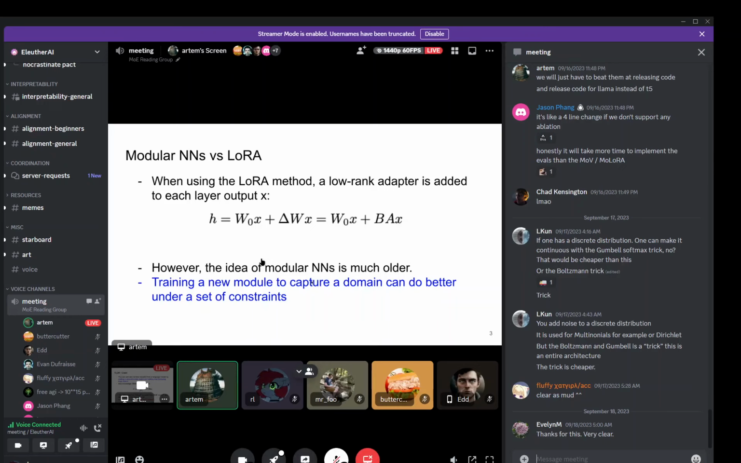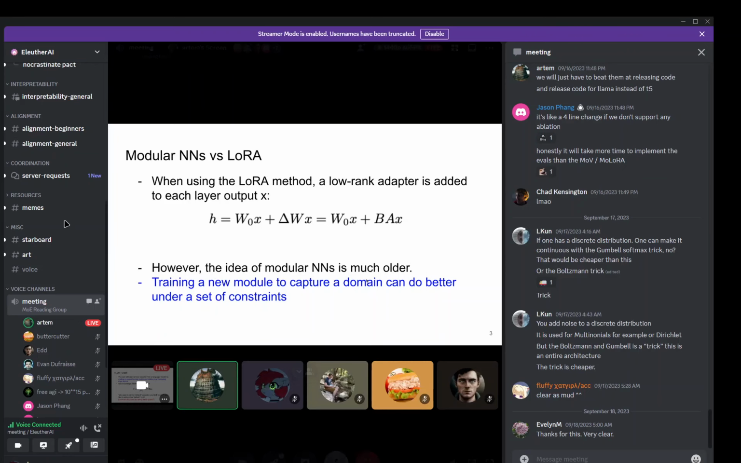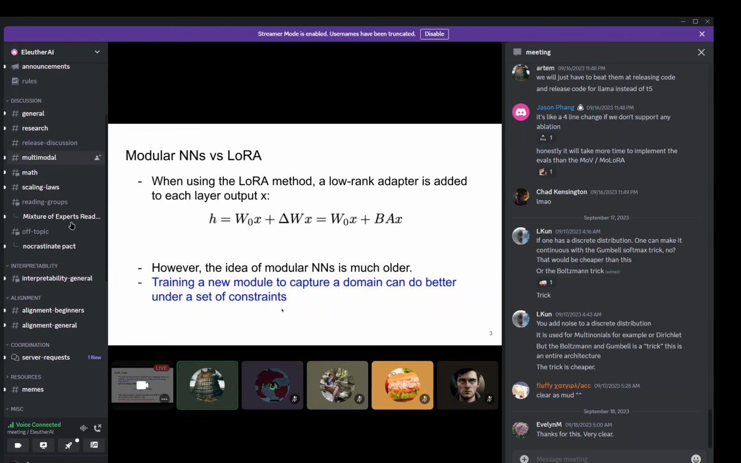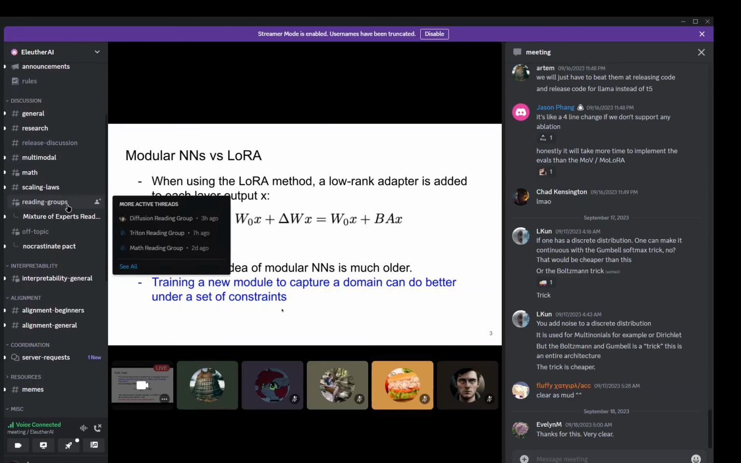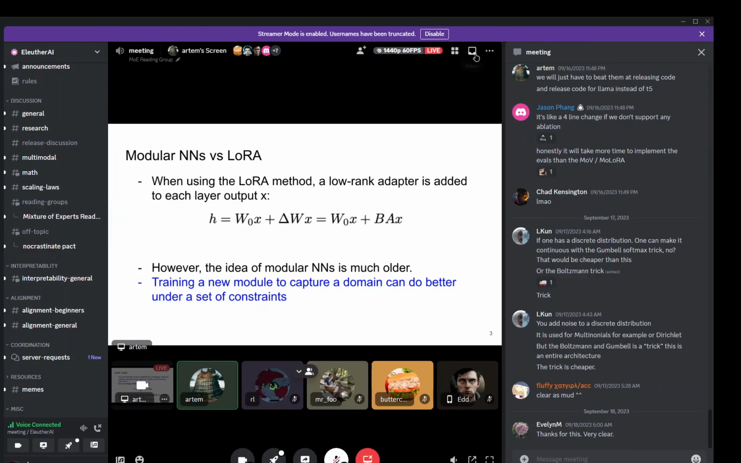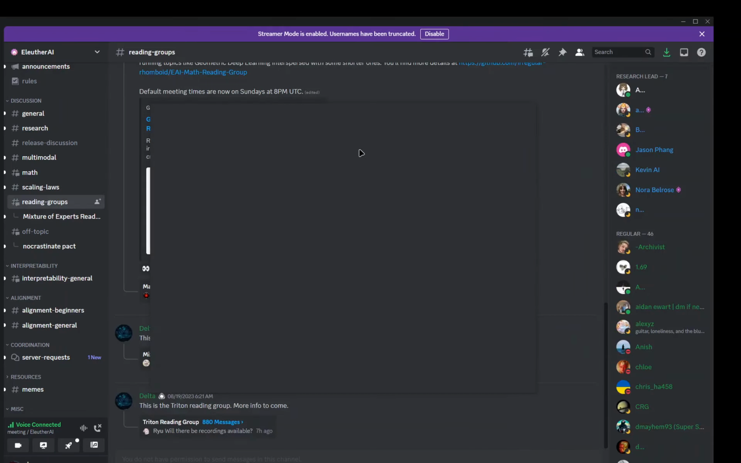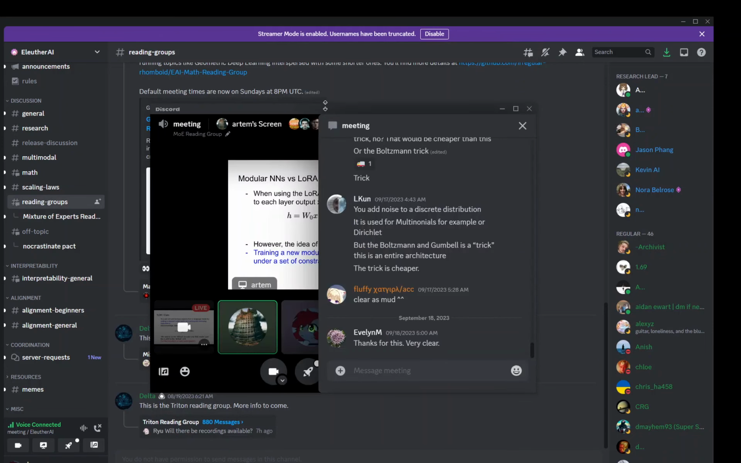But this idea of modular neural networks is a lot older. What they show here is that under a set of constraints there are actually use cases where it would make more sense to train a new module instead of using something like LoRA.